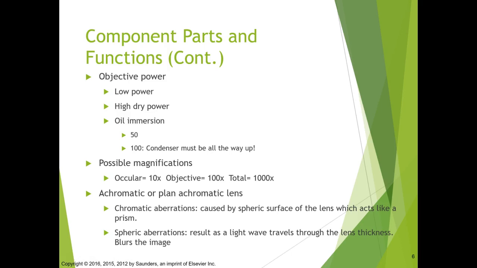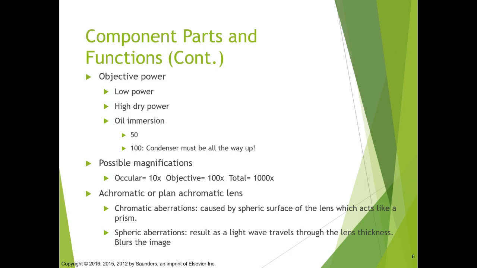In the hematology laboratory, when we are doing blood counts, okay, differentials, we are going to use oil immersion, which is usually 50 or 100x. 100x is usually what we're going to use. The condenser has to be all the way up so we have maximum light, and we are going to be looking at those cells at 1000x magnification.